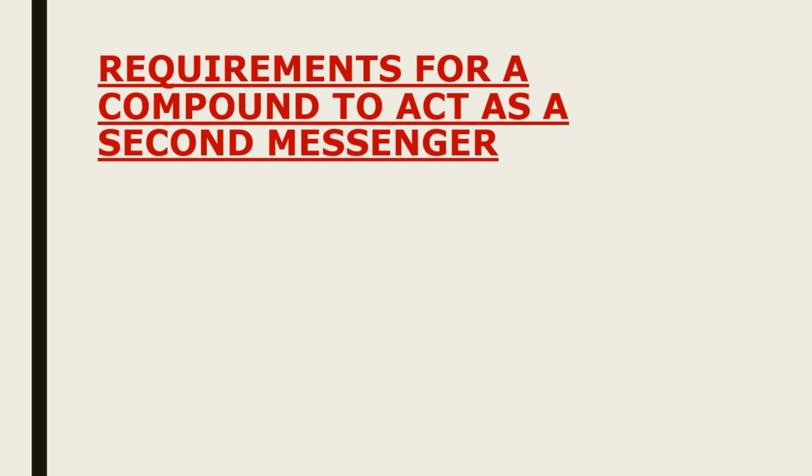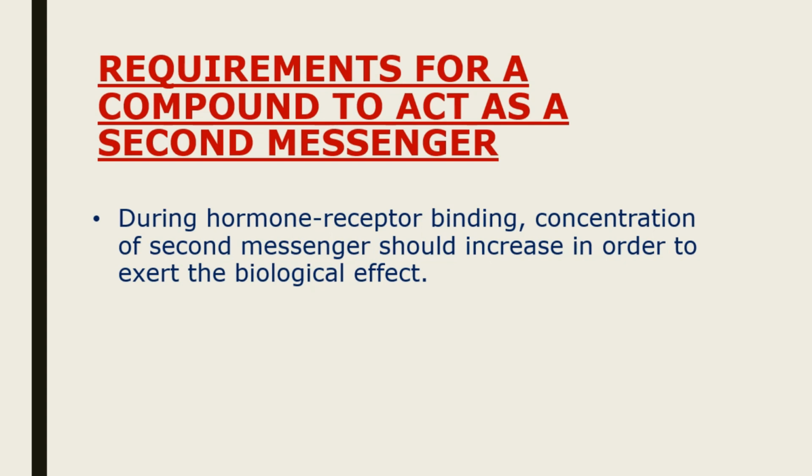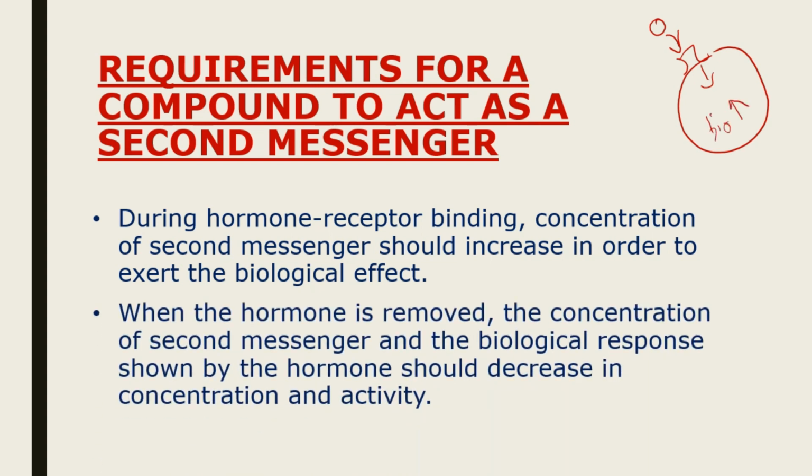Next we will see the requirements for a compound to act as a second messenger. So during hormone receptor binding, the concentration of the second messenger should increase in order to exert the biological effect. That means when a hormone is binding to the receptor, its concentration should keep continuously increasing, so that our biological effect also keeps increasing spontaneously. Whereas when the hormone is removed, the concentration of the second messengers and the biological response shown by the hormone should decrease in the concentration and in the activity.